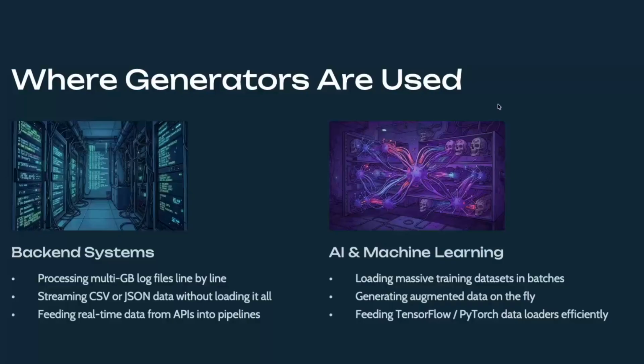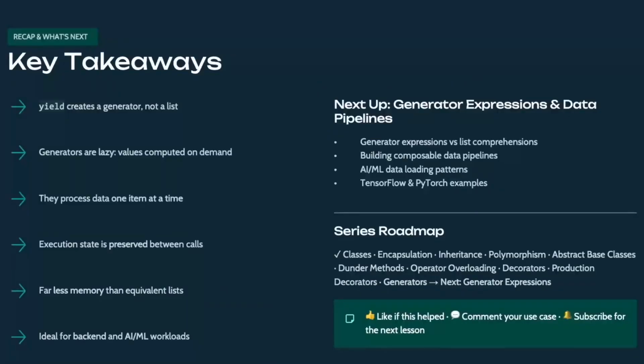Now, let's quickly recap what we've learned today. A function containing yield becomes a generator function. Calling a generator function does not execute it immediately. Instead, it creates a generator object. Generators are lazy. They produce values only when requested. The yield keyword pauses execution rather than ending it. Generators preserve local variables, execution state, and current position. This makes them incredibly memory efficient compared to lists. And that is why generators are used widely in backend systems, data preprocessing pipelines, and AI workloads.